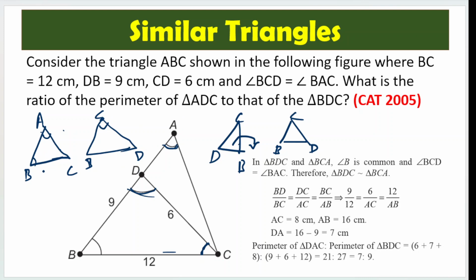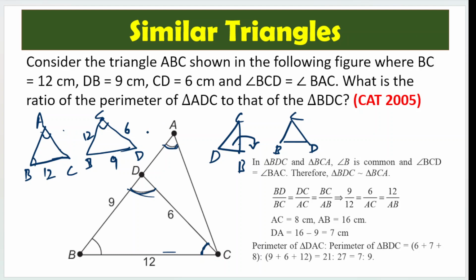Now let's put what we have in the new diagram. BC is equal to 12 in both the cases. Then BD is 9. And AB we don't know, AB is 9 plus something. What is CD? CD is 6. What is AC? AC also we don't know.